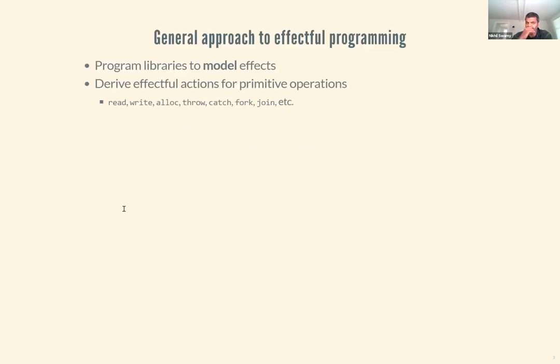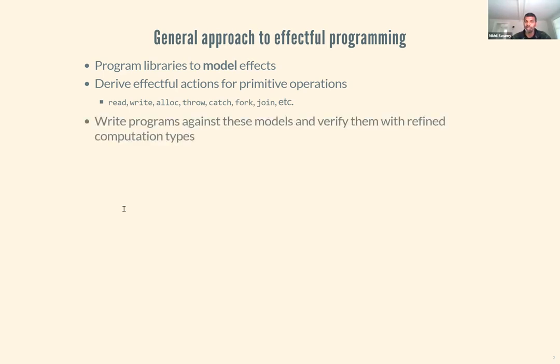The general approach to doing this in F star is as follows. You program libraries to model effects. So what is an effect? An effect is some kind of observable behavior of a program at runtime. Maybe it's things like reading the state and so on. So I'm going to give actions in F star for describing these effectful primitives, things like read, write, or fork, join, and so on. I'm going to model them in the logical fragment of F star.